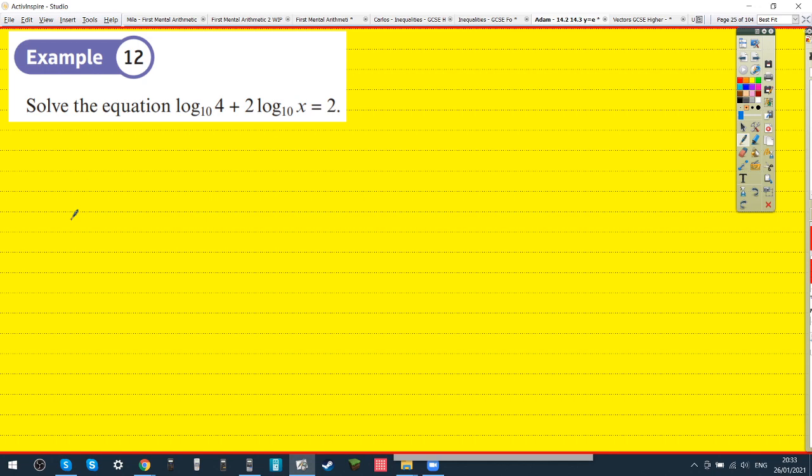We'll see. So would you multiply? Would you do 2 times... It would be x to the power of 2. Yeah. So you could bring that like that. Okay. And then could you multiply them? Yeah. What would you get? 4x squared. Yeah. So it would be log base 10 4x squared equals 2.